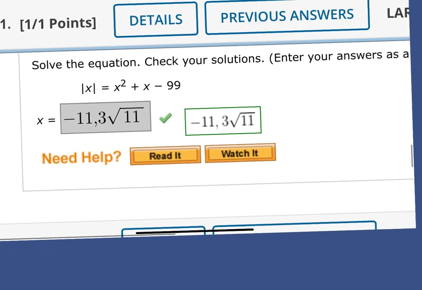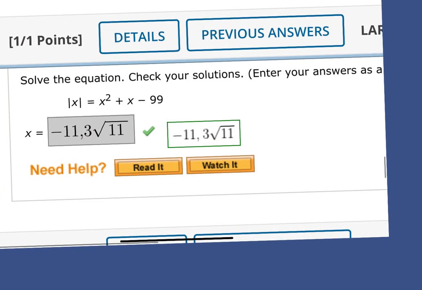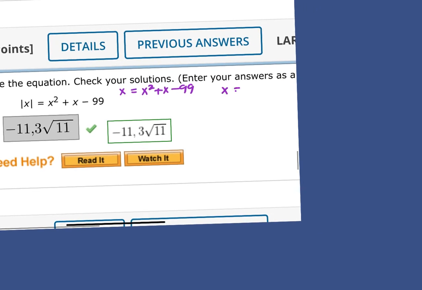All right, 11, you've got the absolute value equals something. So my first equation would be x equals x squared plus x minus 99. And the other would be x equals, and I change the signs on all of these, negative x squared minus x plus 99. So on the left, I would subtract the x, those cancel. I get x squared equals positive 99, square root both sides, putting a plus and minus. 99 is 9 times 11, so that's plus and minus 3 square root 11.